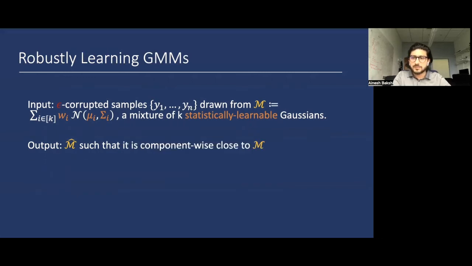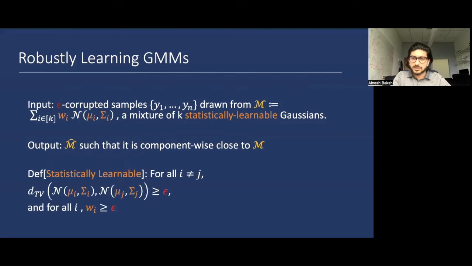Okay, so now let me formalize this notion of statistical learnability. We say a mixture is statistically learnable if for all i different from j, the total variation distance between the ith component and the jth component is at least epsilon, and the mixing weights, the w sub i's, are also at least epsilon. Note that this notion is a minimal information-theoretic assumption under which we can hope to recover the parameters of each underlying component.